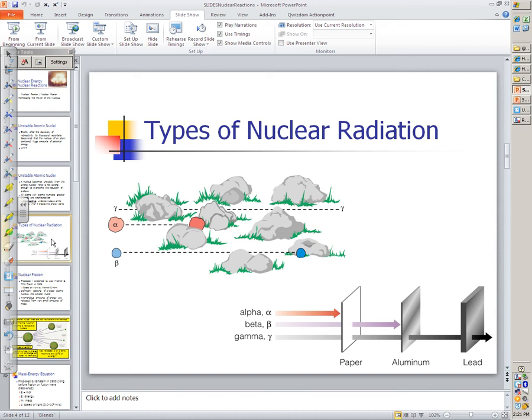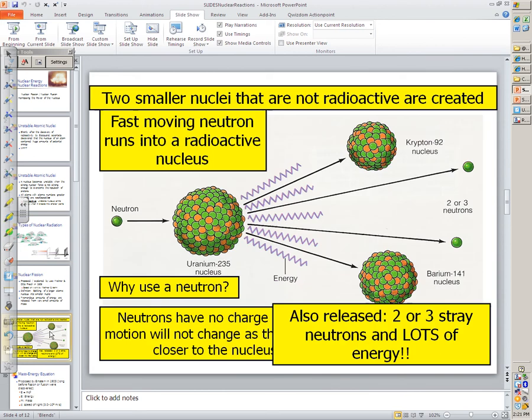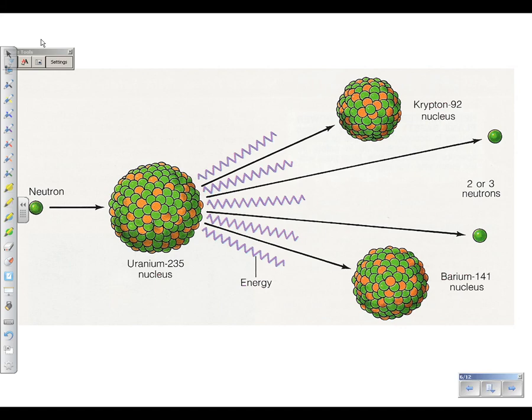Somehow, some way, those nuclei are going to start losing pieces, parts, and as they lose pieces, they're going to lose energy, and that's the gamma radiation. One of the ways that that happens is nuclear fission. So give me the gist of nuclear fission. What are the high points?